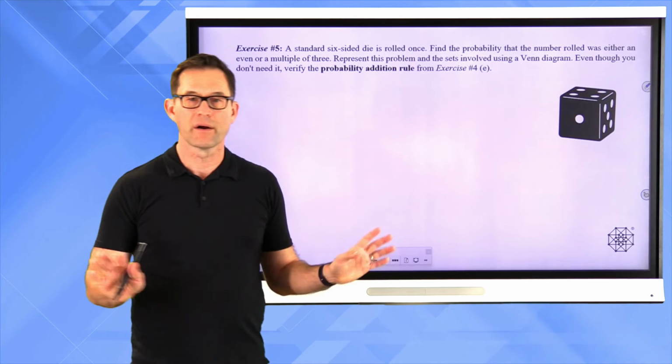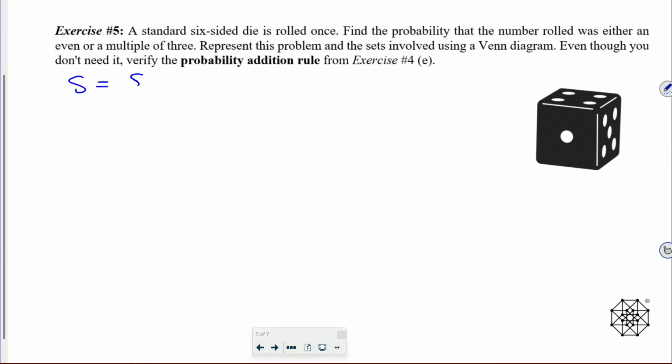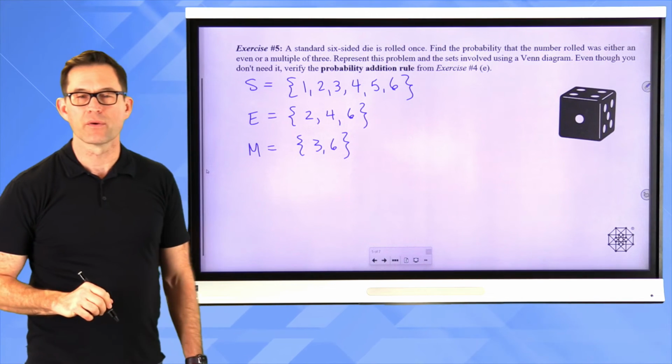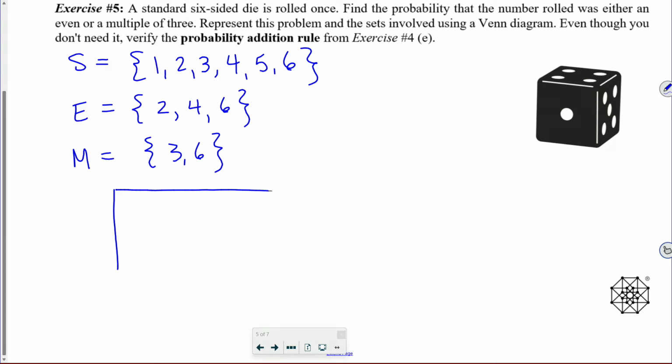All right, great. So obviously, our sample space is going to be 1, 2, 3, 4, 5, 6. We've got evens, and we'll get to the Venn diagram in a second, which are 2, 4, 6. I'm going to use m for multiples of 3. Those are 3 and 6. So we can represent everything going on here with our nice sample space.